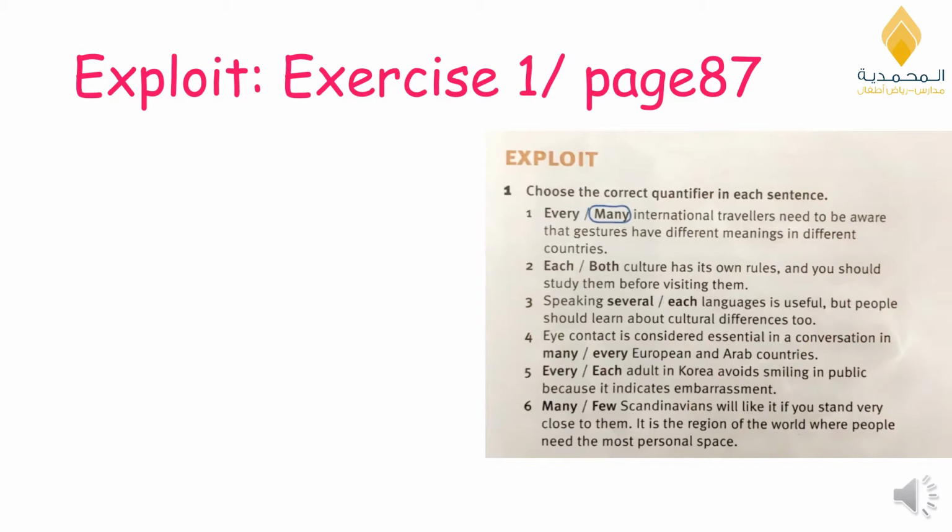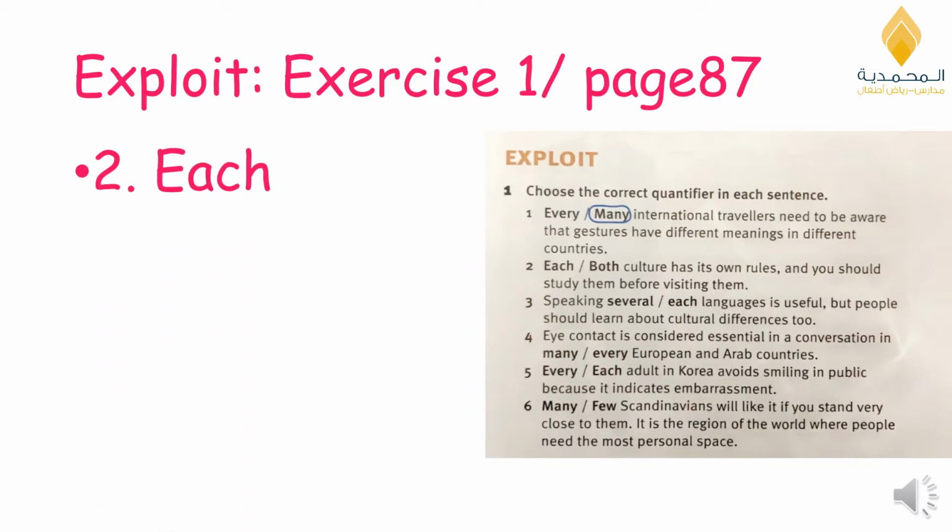Let's look at the second example. "Each or both culture has its own rules, and you should study them before visiting them." In this sentence, I'm talking about culture, and I'm seeing culture individually. I'm talking about it as individual. So, what do I have to use? I have to use each, for example. I'm not talking about two cultures, so I'm not using both. So the suitable answer over here is each.